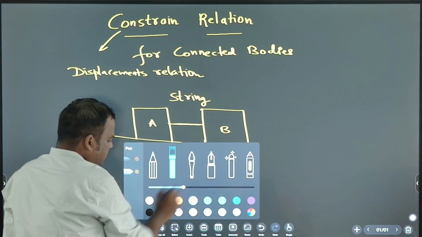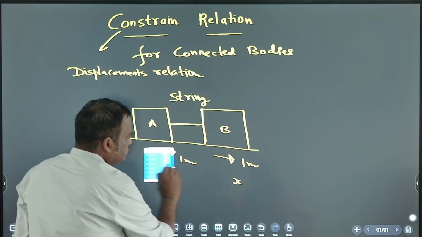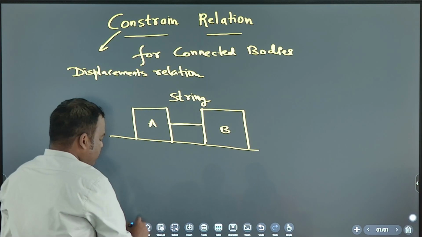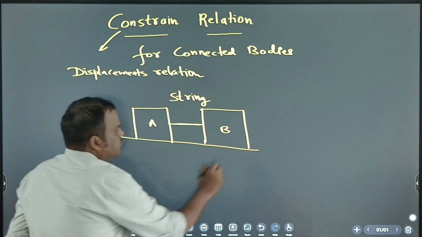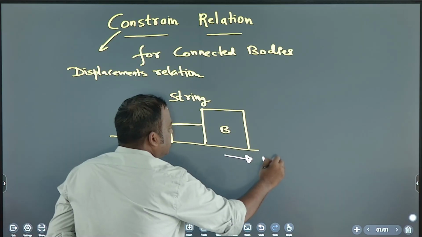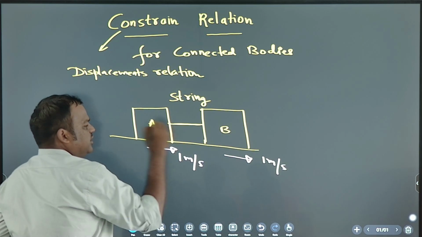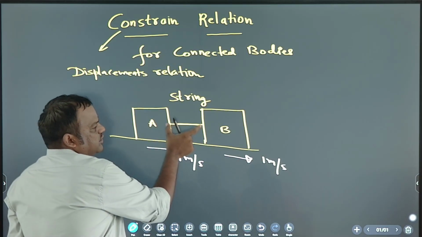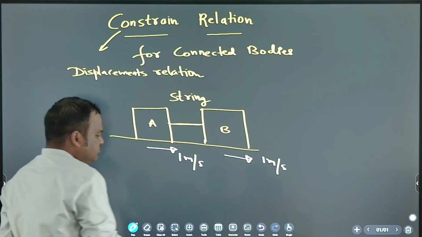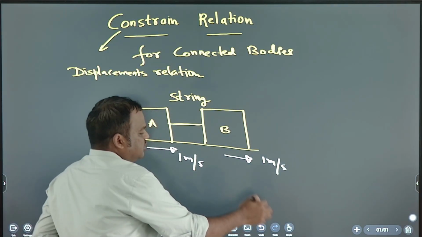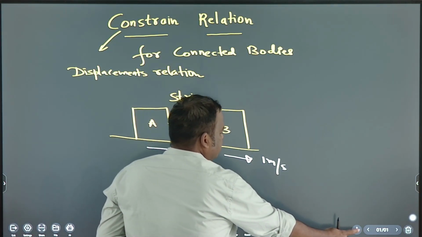For example, B is going right side with 1 meter per second. So what is the speed of A? 1 meter per second, because they are connected by a string. Correct? What if I consider a pulley?